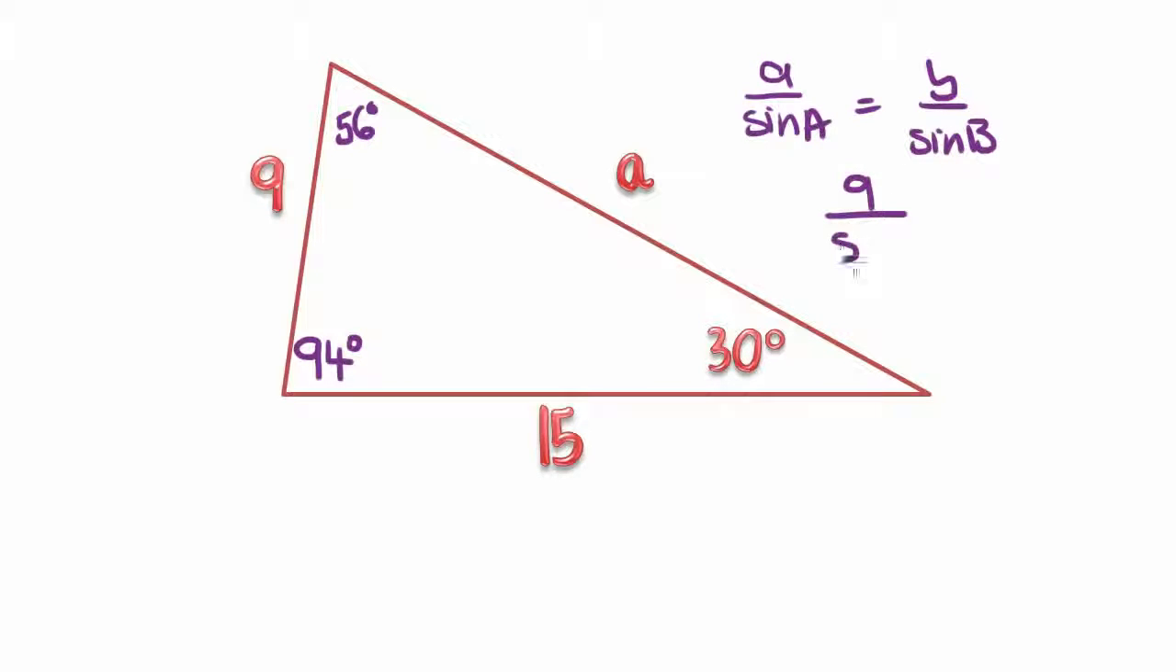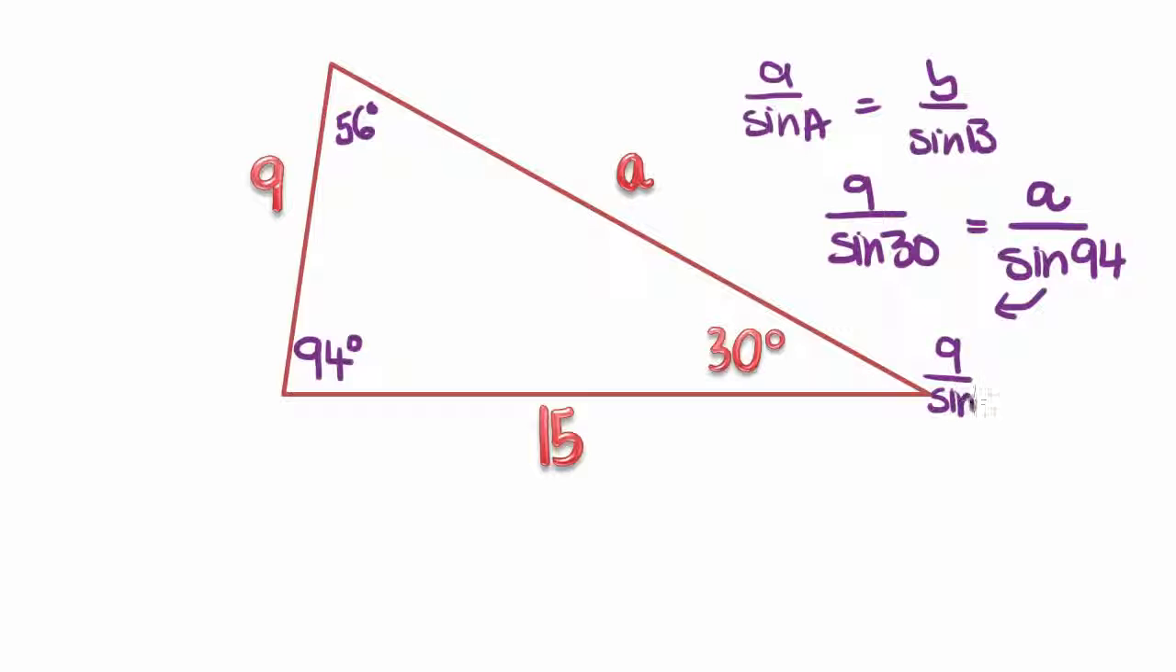9 over sine of 30 is equal to A over the sine of 94. I can just times that sine 94 over to the other side to get rid of it, and I have 9 over sine of 30 times sine of 94 will give me A, which is 17.9, so rounding up I get 18.